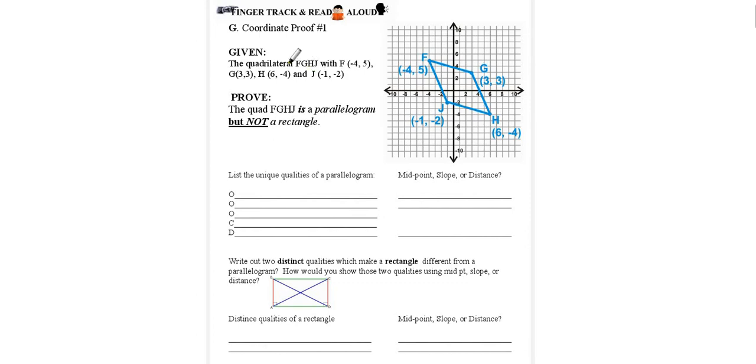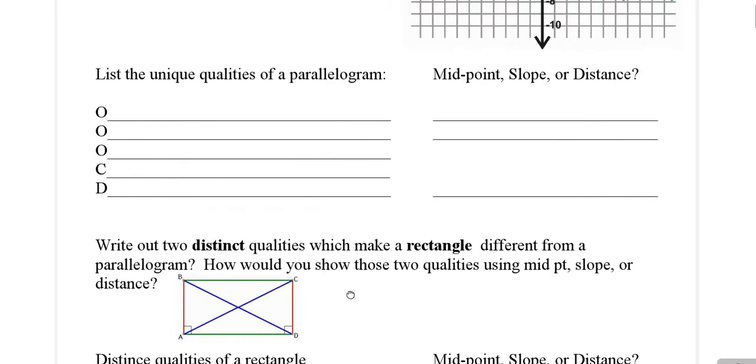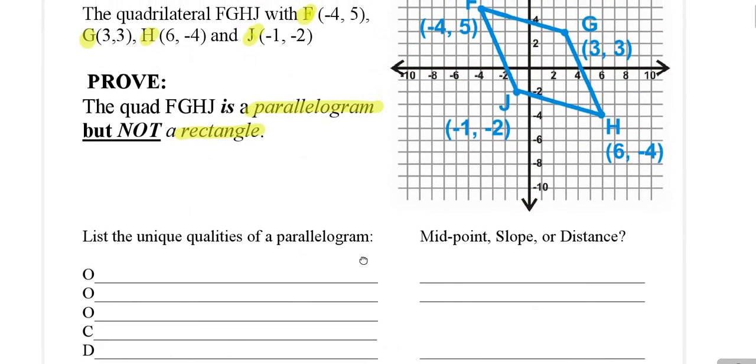In this problem, we're given a quadrilateral EFGH. That's all you're told. It's a four-sided shape. You need to positively prove it is a parallelogram, but exclude that it can be a rectangle. So first, let's deal with the positive. What are the 5 qualities that make a parallelogram?